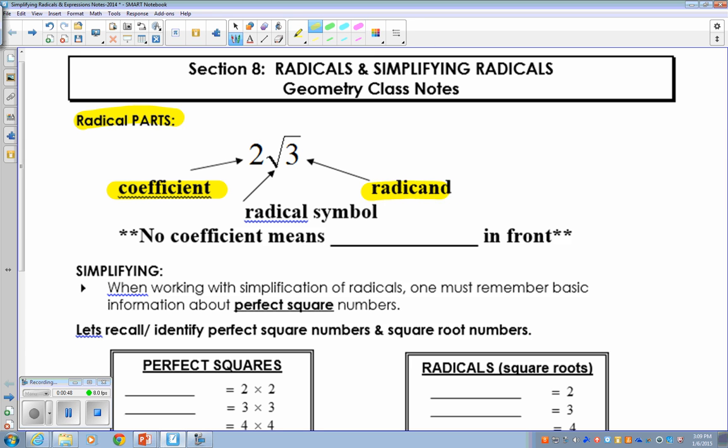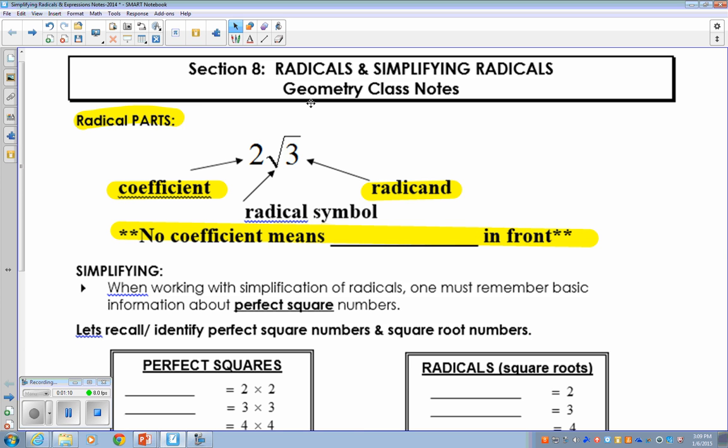And then radicand is probably the first new term. Your radicand is actually the number that is underneath the radical symbol. It has to be inside. We call it inside the house and outside the house. So this is just a fact that occurs, and we're going to use this in our rules.